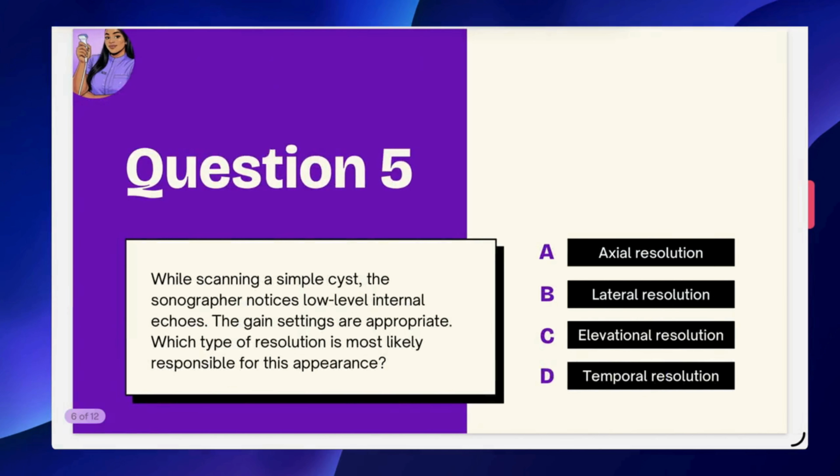All right, question 5. While scanning a simple cyst, the sonographer notices low-level internal echoes. Gain settings are appropriate. Which type of resolution is most likely responsible for this appearance?